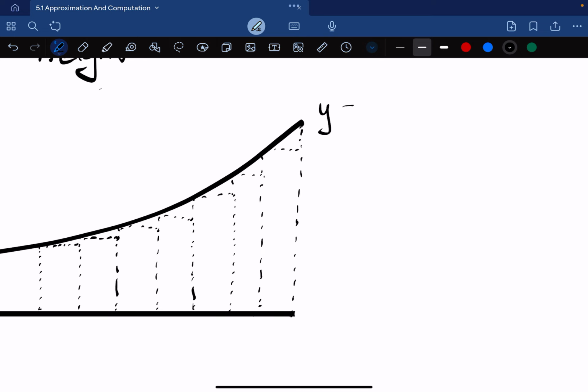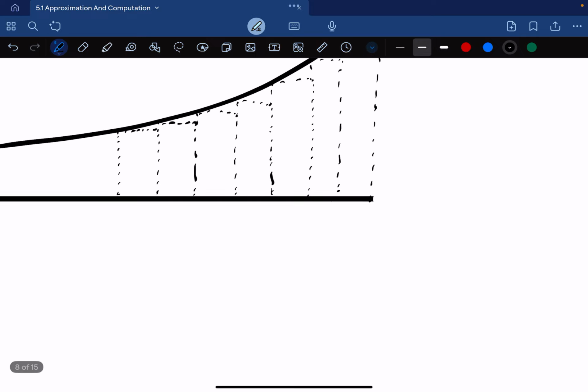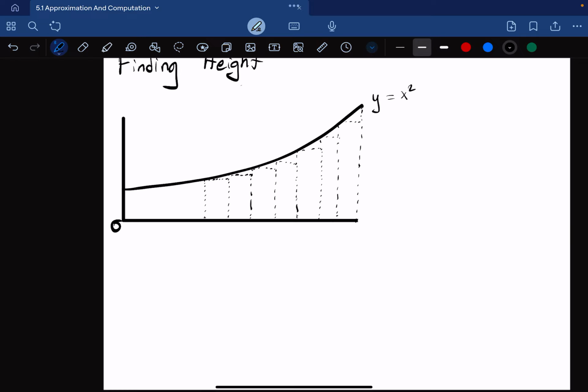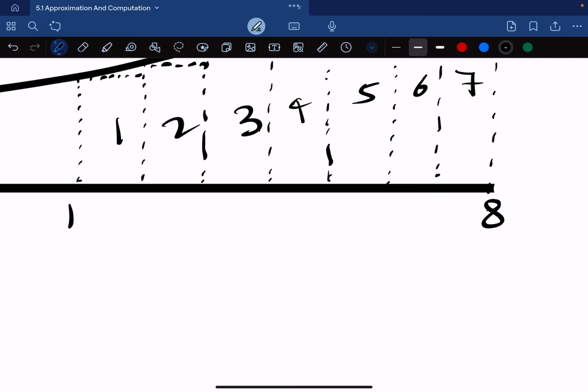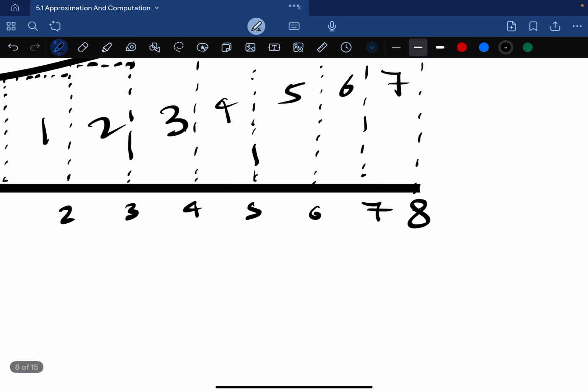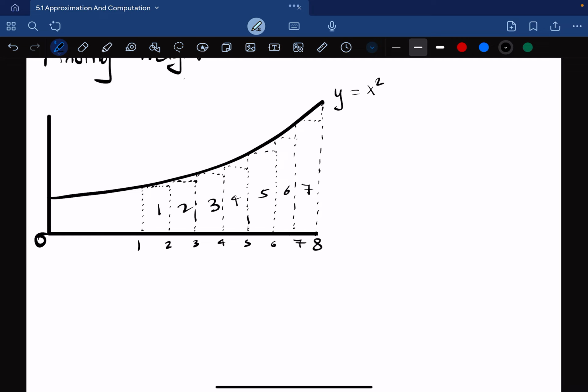So once again, we're just going to assume that this function is x squared. And we're just going to find our n value here really quickly. 1, 2, 3, 4, 5, 6, and 7. So we'll say, for now, that this is going to be 1 and this is going to be 8. And assuming that we've already calculated all of our endpoints, we're just going to say this is 2, 3, 4, 5, 6, and 7. So now we have the x values of all of our endpoints.